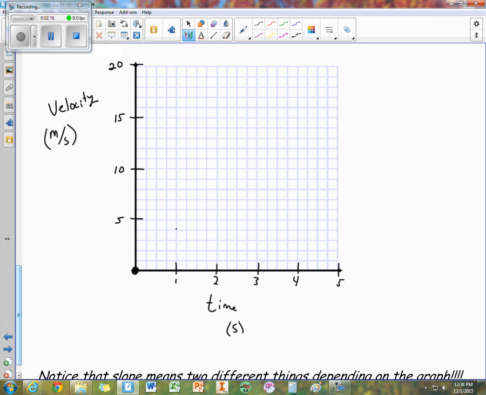So 1 second it was 4, 2 seconds it was 8, 3 seconds it's 12, 4 seconds is 16, 5 seconds is 20. All right, again, hopefully you can see that this is a nice linear relationship. So I'm going to freehand this. I want you to use a ruler. It's not perfect, but I'll go with it.